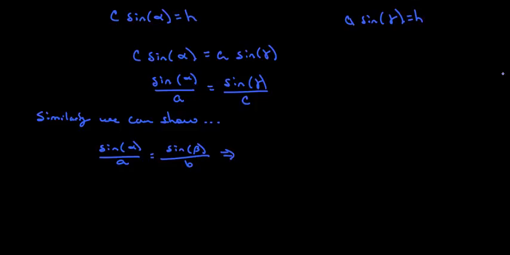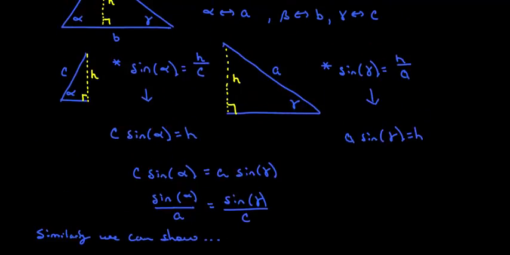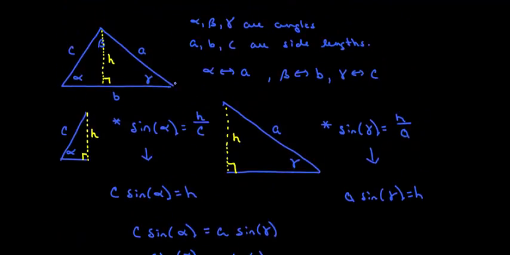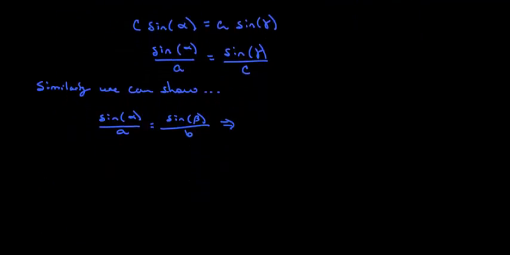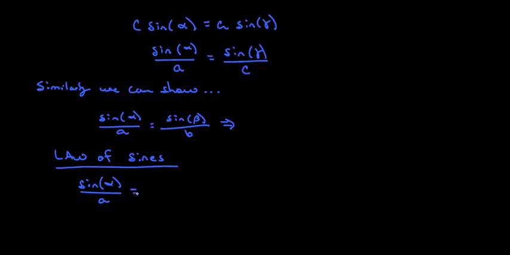I won't go through that proof, but it essentially just involves dropping a different altitude on that triangle. So from that, I get the law of sines, and that is that the sine of alpha over A is equal to the sine of beta over B, which is equal to the sine of gamma over C.